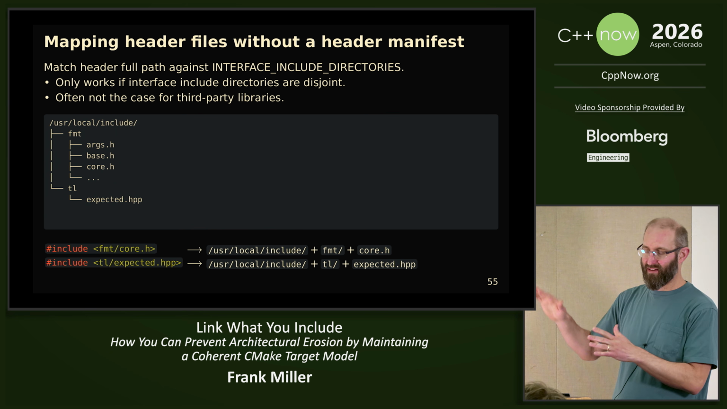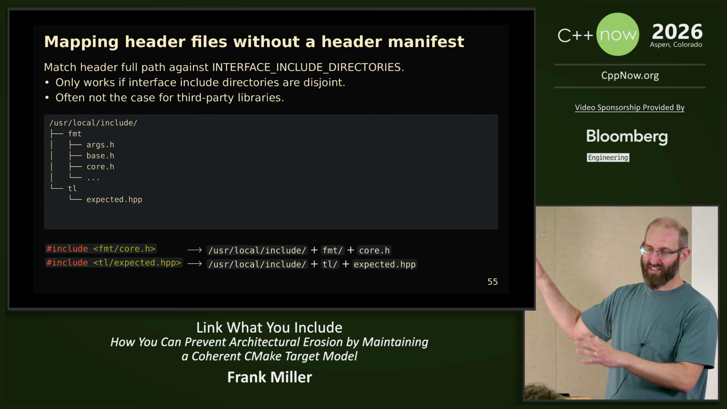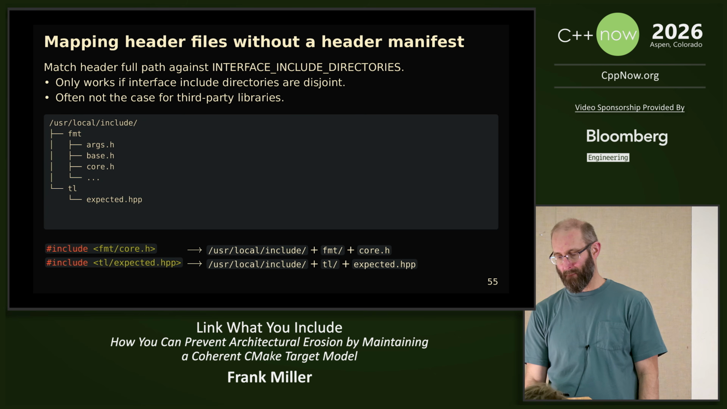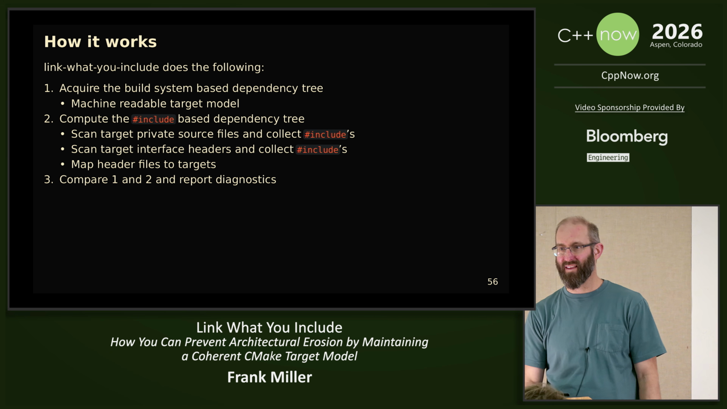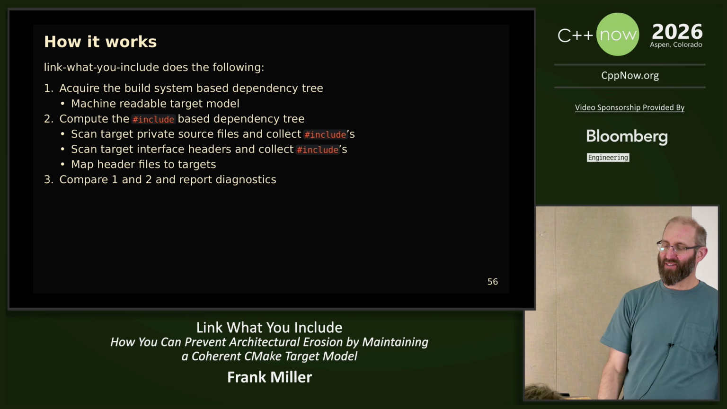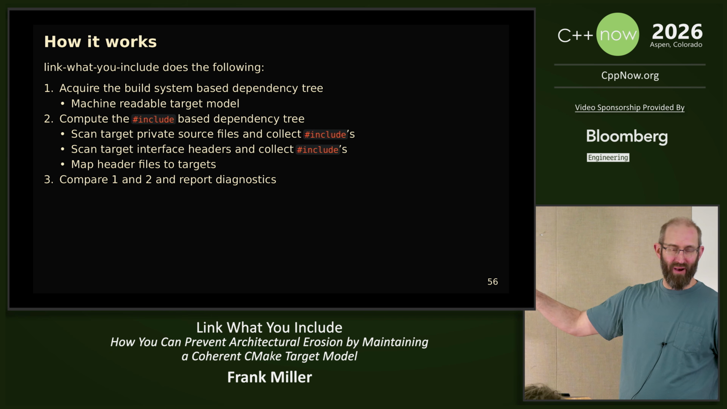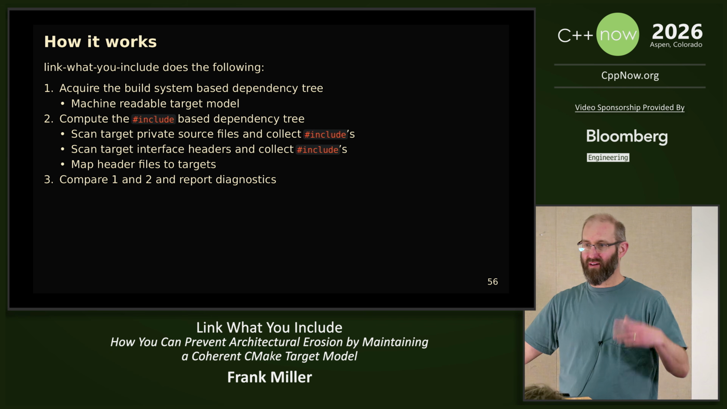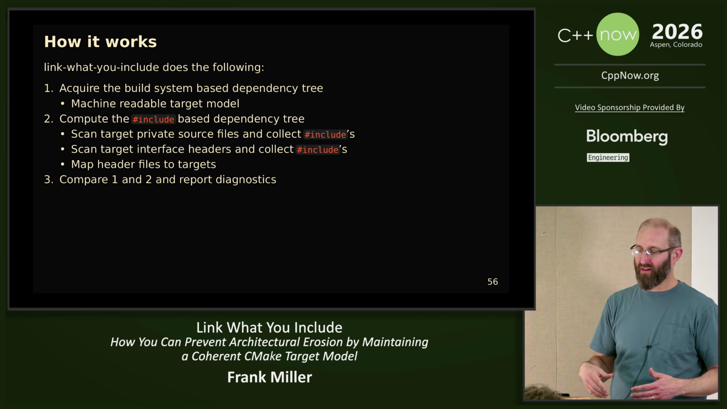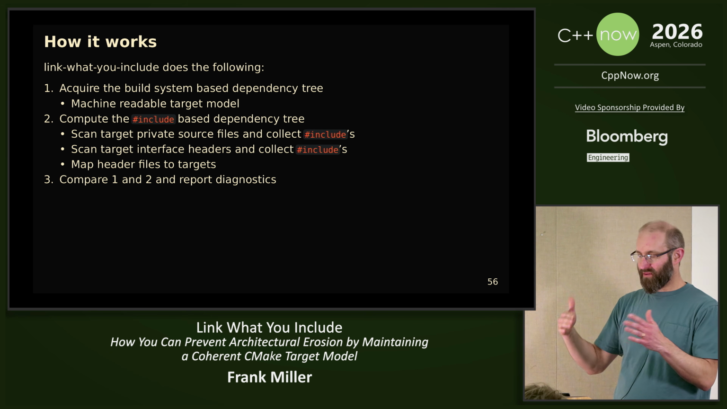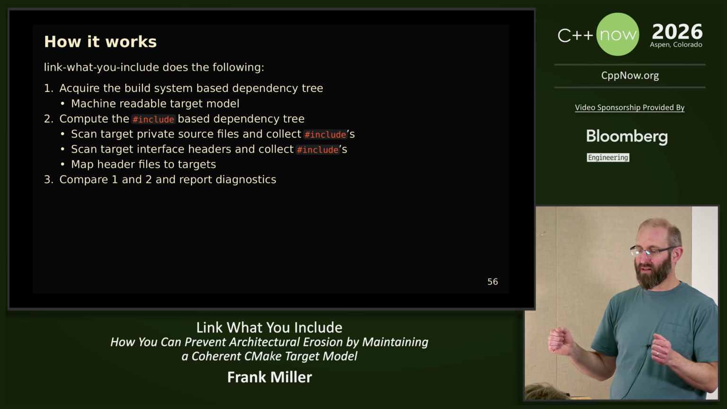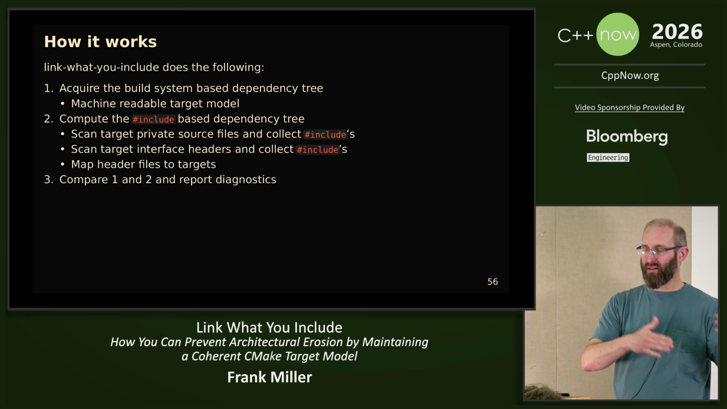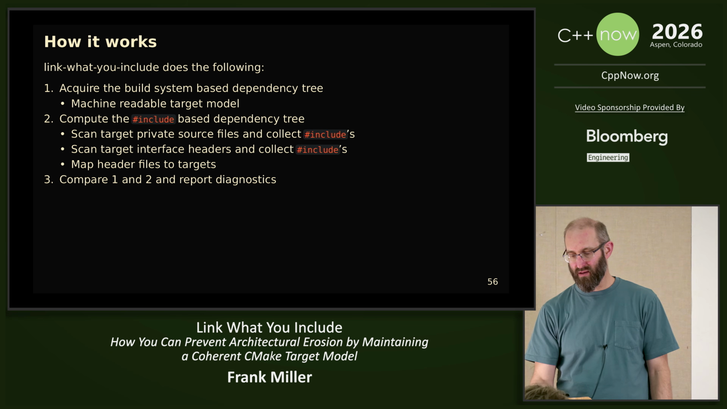And this is kind of like, in the meantime, I could do some tricks, right? Until reflection. So now we kind of know more about how it works. We're getting these two dependency trees. We're getting the machine readable target model with all the CMake wizardry. We're scanning with the Cling tooling and mapping and getting our diagnostics.